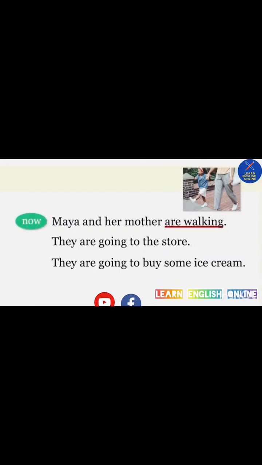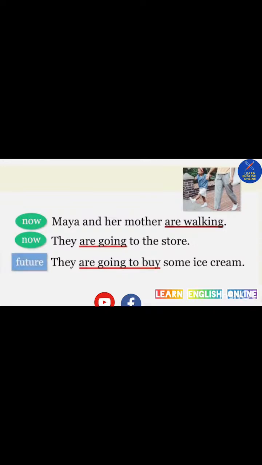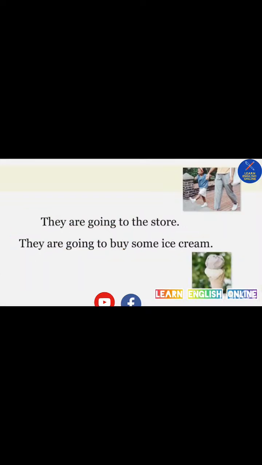In the second sentence, they are going. They are going to the store. This is also happening right now. In the third sentence, they are going to buy some ice cream. The verb is are going to buy, but you see this is a little different, and this is the future. Take a closer look. To the store, they are going to buy some ice cream.